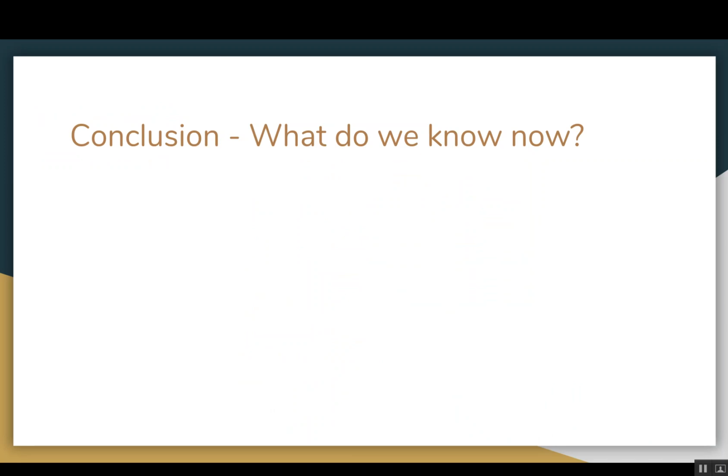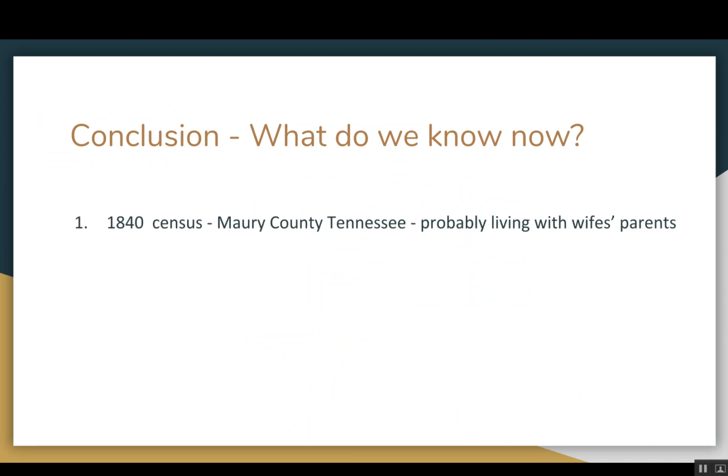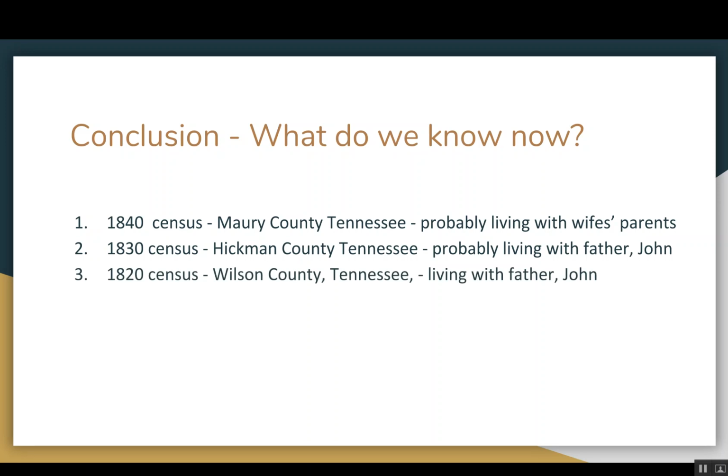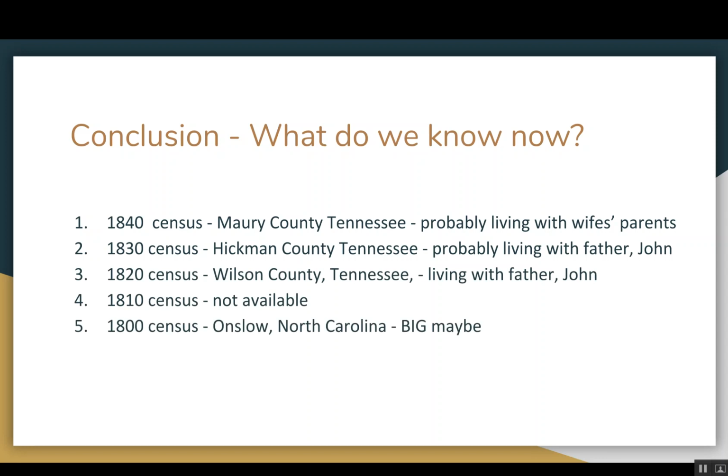So in conclusion, what do we know now? Okay, in the 1840 census, probably Maury County, Tennessee, living with his wife's parents. 1830, Hickman County, Tennessee, maybe living with his father, John. 1820, Wilson County, Tennessee, living probably with his father, John. 1810 is not available. 1800, possibly North Carolina. Big maybe so far, but a possibility.